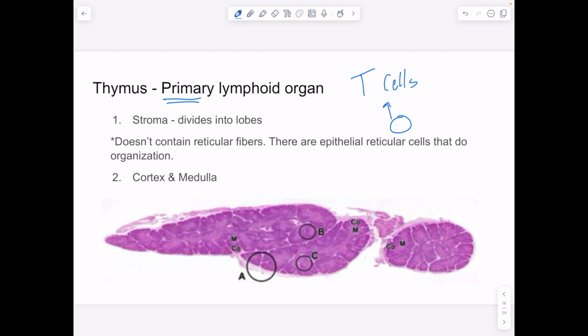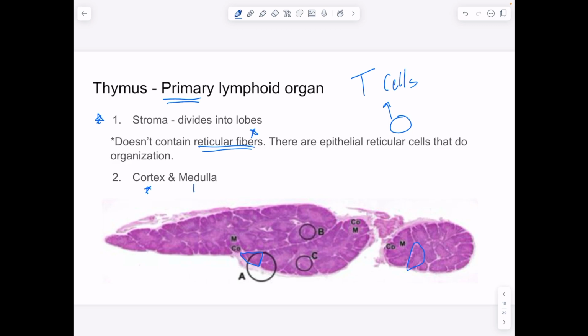And so the thymus has two parts, just similar as before. We have the stroma, the connective tissue, which divides the thymus into lobes that we can see here. The thymus does not contain reticular fibers. It does have reticular cells that have these little processes that come out, but no reticular fibers. So this shouldn't have any reticular fibers.